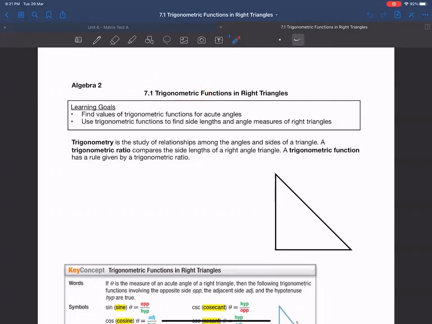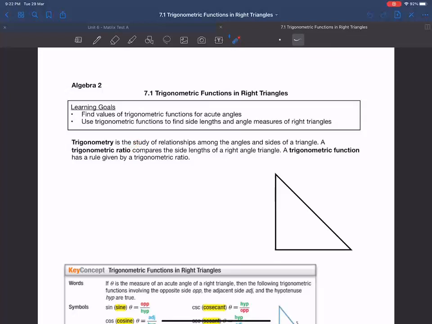So our goal today is to look at finding values of trigonometric functions or ratios for acute angles, so angles of less than 90 degrees. And we're going to use trigonometric functions to find side lengths and angle measures of right triangles. So our goal for today is focusing on right triangles. In general, trigonometry is the study of relationships among the angles and sides of a triangle. But we can look at other aspects of trigonometry as well. We will say that a trigonometric ratio compares the side lengths of a right angled triangle, and a trigonometric function has a rule given by a trigonometric ratio.